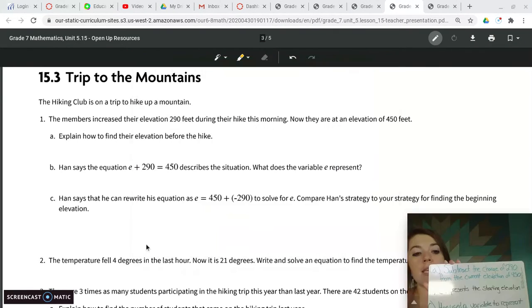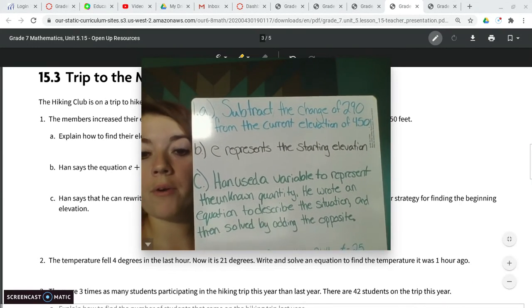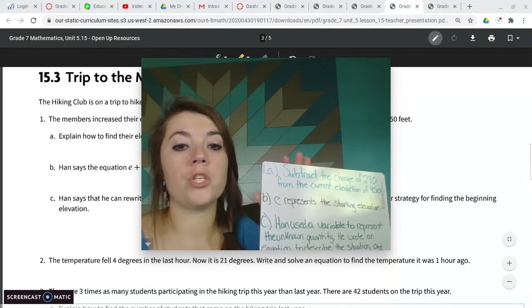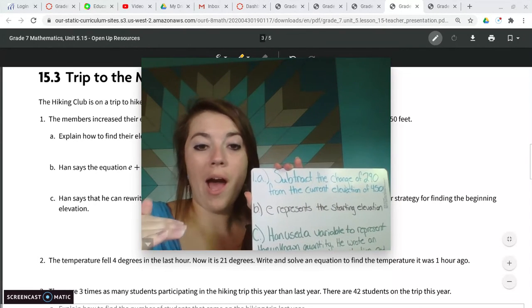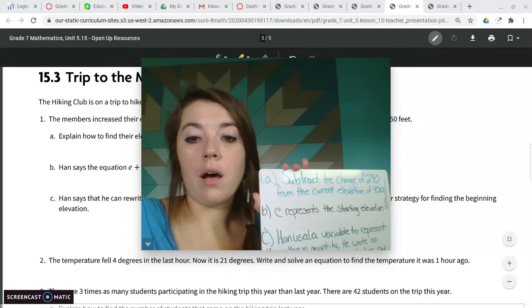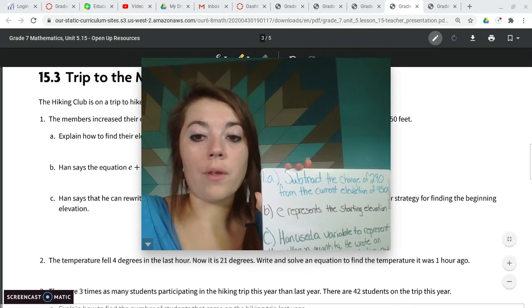All right, and for C, Hans says he can rewrite his equation as E equals 450 plus negative 290 to solve for E. Compare Han's strategy to your strategy for finding the beginning elevation. So Han used a variable to represent the unknown quantity. He wrote an equation to describe the situation and then solved by adding the opposite. So what we looked at was simply, okay, we know where they ended up. We know how far they went. Subtract those two. That's going to get us our actual starting elevation. So the 450 minus 290, which gets us the 160.